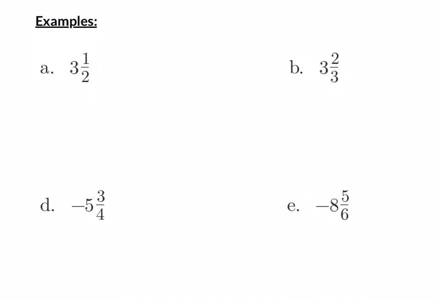If we look at example A, as I said, starting on the bottom, I want to multiply 2 times 3. That's equal to 6. Add 1 onto the result, and we get 7. That's my new numerator. My denominator stays the same. So we get 7 over 2.